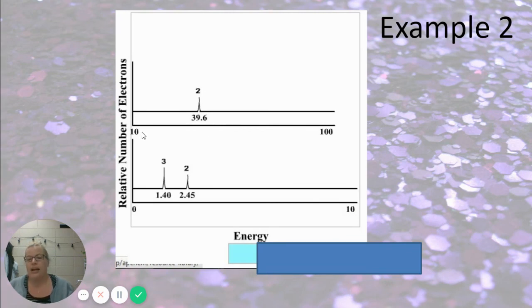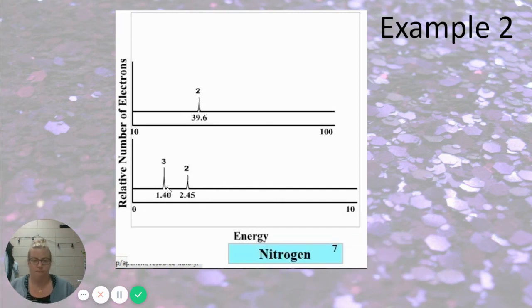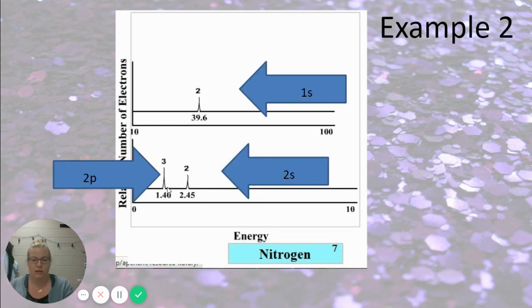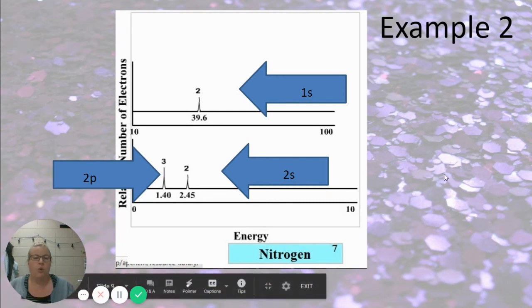So if we find our highest energy value, that is 39.6, and there are 2 electrons in there. So that's the 1s2 electrons. You find the next highest one, that's 2s2, and then the next highest one is 2p3. And if you find 2p3 on your periodic table, you should get nitrogen. Okay, so again, 1s, 2s, and 2p. 2p3 is nitrogen.